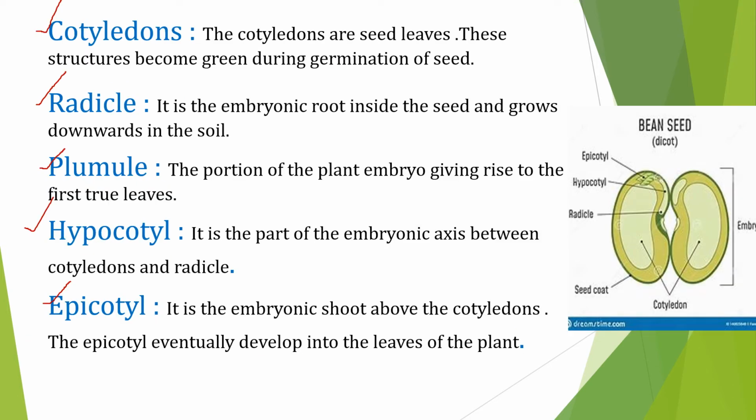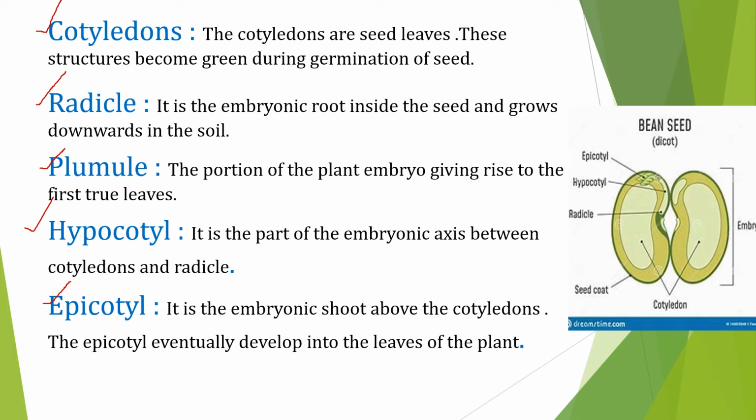Now let us study about the different parts of the embryo. Cotyledons. The cotyledons are the seed leaves. These structures become green during the germination of the seeds. The cotyledons are two thick leafy structures which are attached to the embryonal axis. They store food for the embryo.